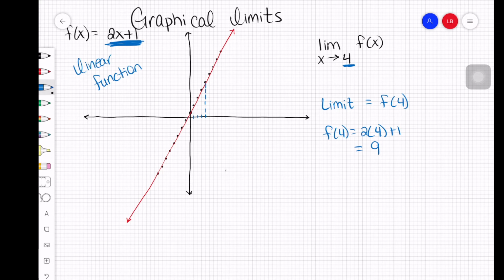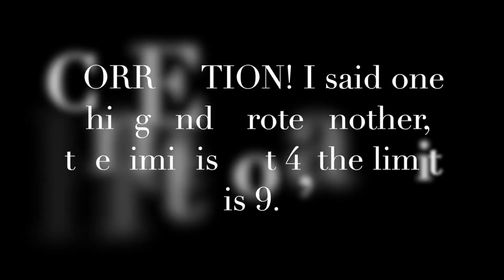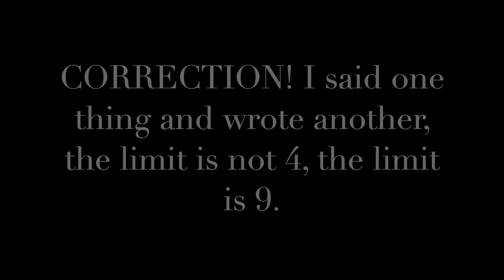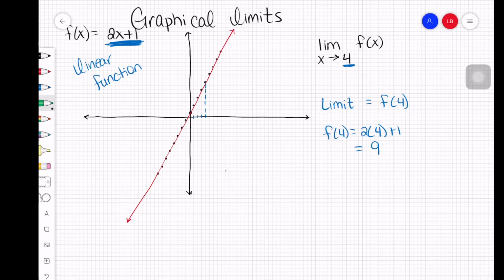So that's a trick, okay? That's like a little hack for linear functions. But let's say I did not have a linear function. Let's break this down and look at this. How do I know for certain that the limit is 9? So what I would do is I'm going to look at this spot. This is where x equals 4. You're going to find x equals 4 on the graph, and you're going to just draw a line up or down towards where the graph is.